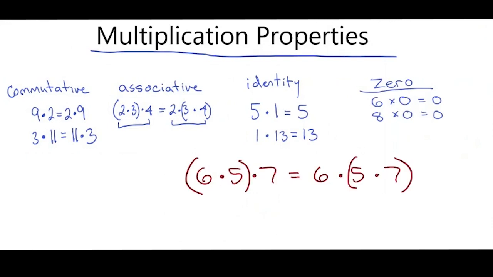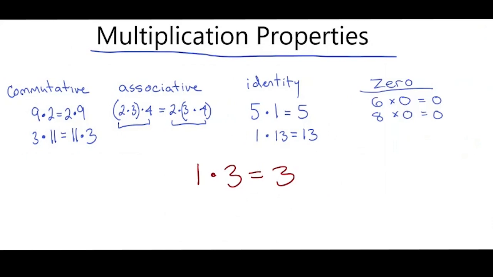If I have (6 times 5) times 7, and I have 6 times (5 times 7), what property is this? Well, notice that the associative property has a group of 3 numbers on each side of the equation with parentheses on each side. And all the numbers are in the same order. They're just grouped a little differently with the parentheses. And so that would be the associative property. Here I have 1 times 3. So any number times 1 is itself. And that's the identity property. So I would say that this is identity.